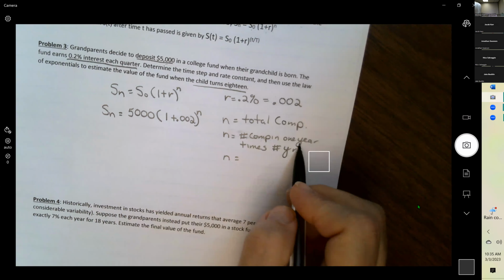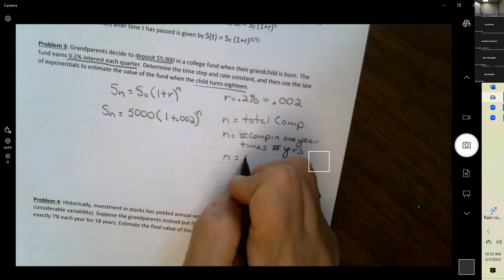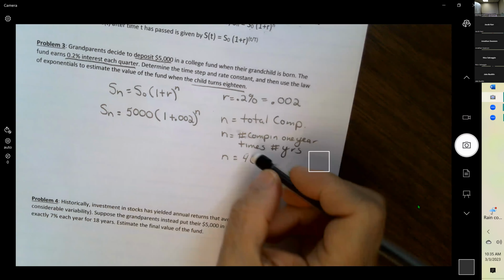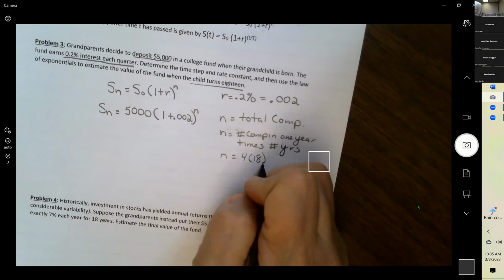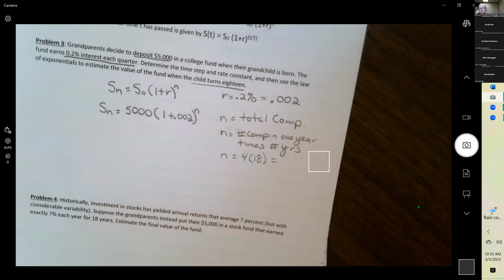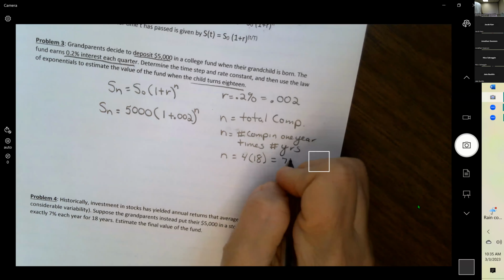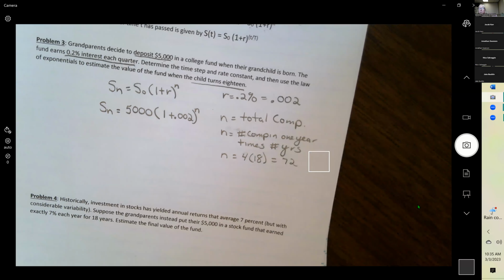The number of compoundings is 4 times the number of years, which was 18. So N is the number of times it will be compounded. It's the number of quarters. Any questions on that?